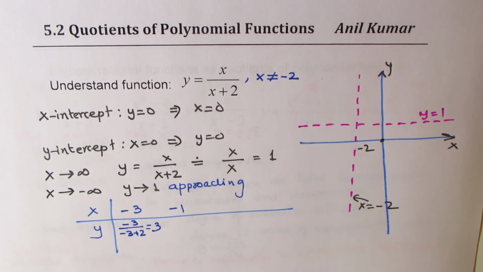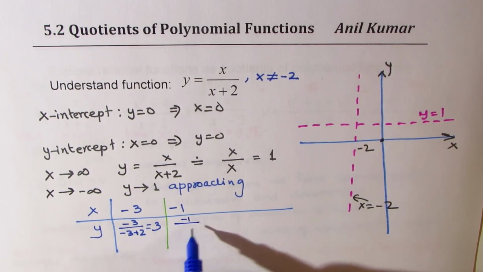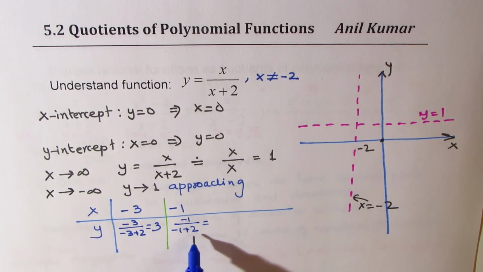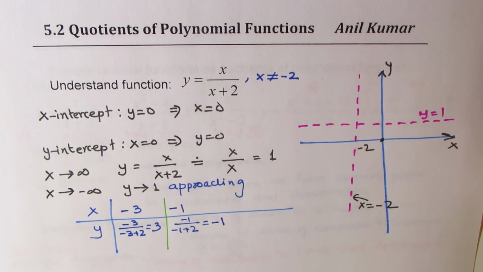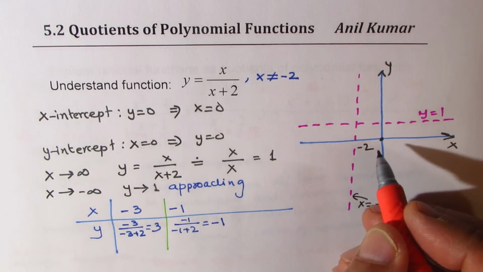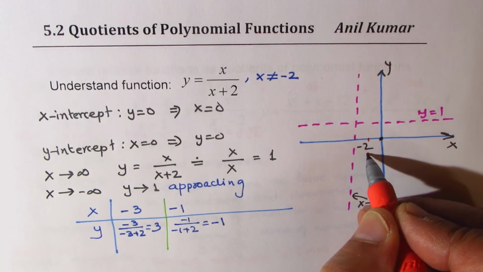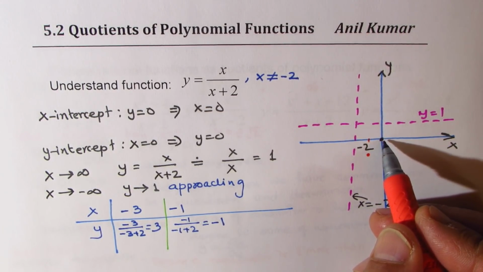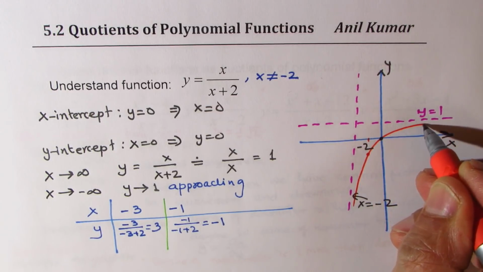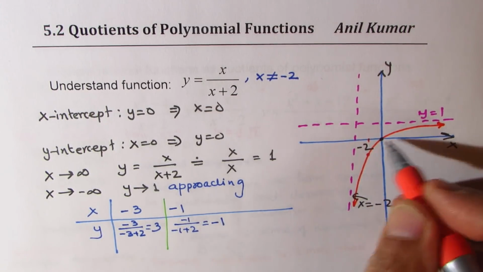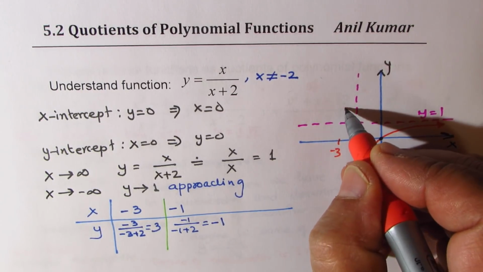Now, if I write x as -1, you can calculate this as -1 over -1 plus 2, which is -1 over plus 1, which is -1, correct? So at -1, we expect a value of -1. At 0, we already found the value, and we know that the function is approaching this. You cannot cross a vertical asymptote, so the graph will be kind of like this. Does it make sense? On the left side, at -3, we calculated the value to be +3.